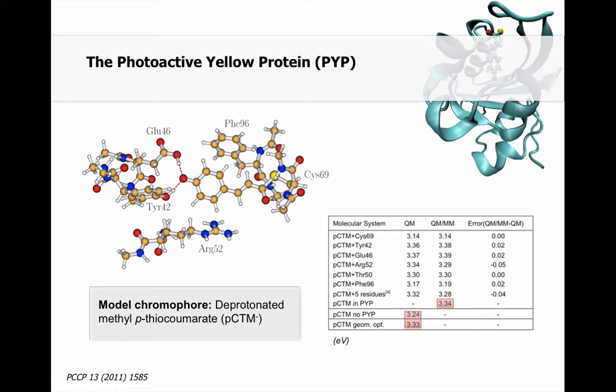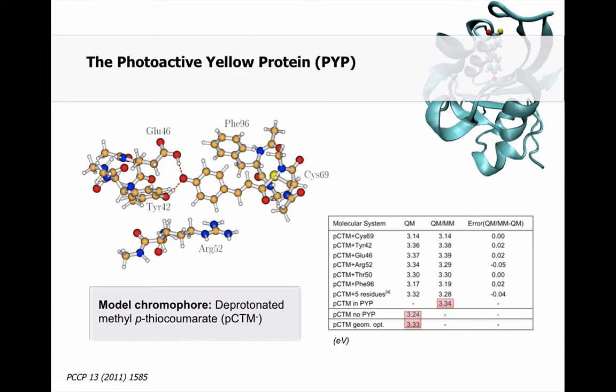Performing next a geometry optimization of the chromophore in isolation and evaluating again the electronic excitation energy gave a value of 3.33 eV, that is almost the same as the excitation energy when the chromophore is sitting inside the protein. So by this we could understand the experimental observation that the chromophore exhibited almost the same absorption properties in isolation and when sitting inside the protein.